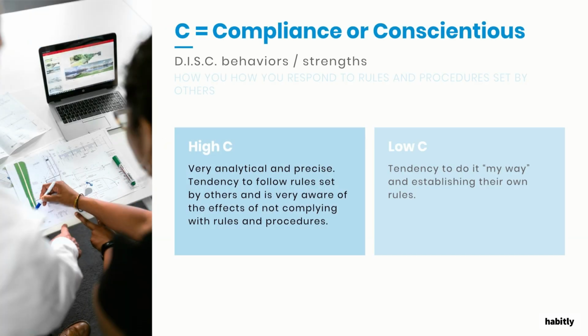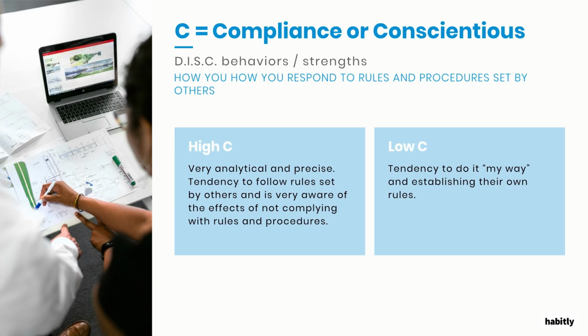Last but not least, we have C for compliance or conscientious. This is how you respond to rules and procedures set by others. The high C, particularly the super high C, is very analytical and detail-oriented. The higher it goes up, they are the perfectionist. They're going to follow the rules. They do not want to make any mistakes. They want to do it once and do it right. They may miss a deadline because they'd rather be perfect than be on time. They may have higher standards for other people than themselves. They may have difficulty admitting they make mistakes, but they are often the smartest person in the room, and they can figure almost anything out, given enough time.